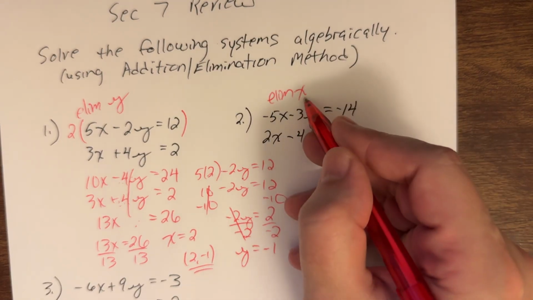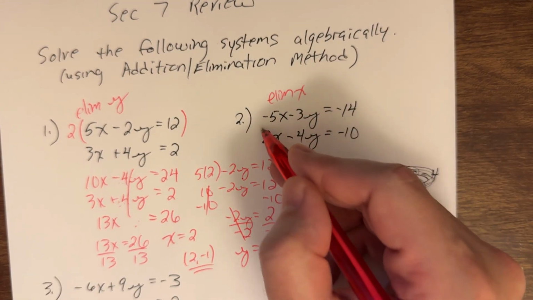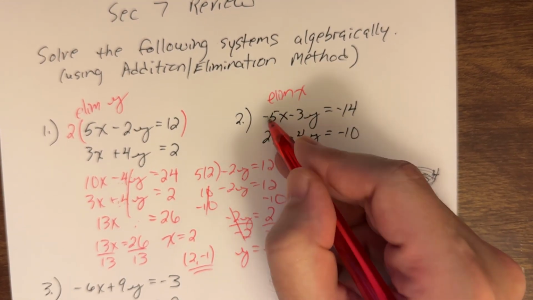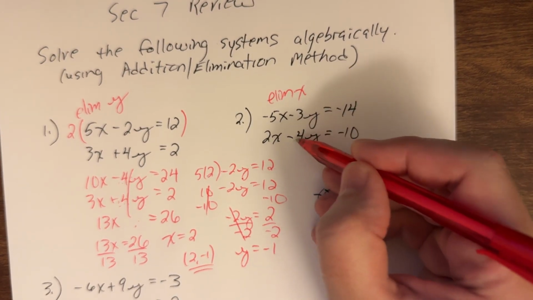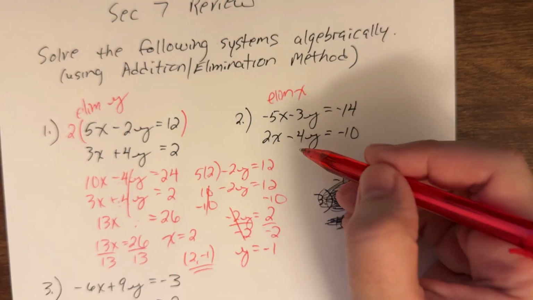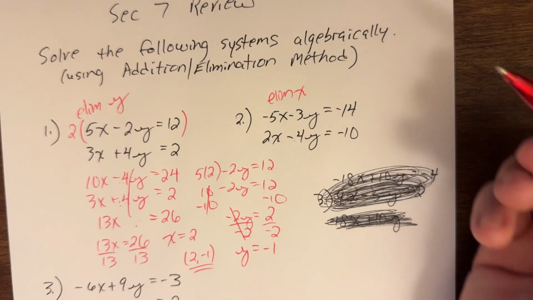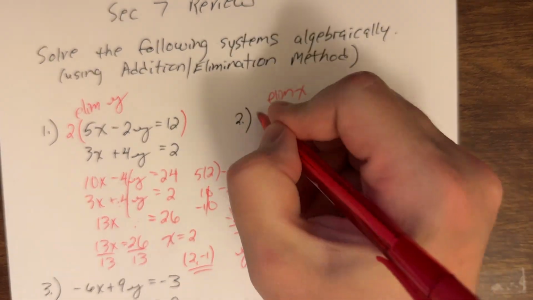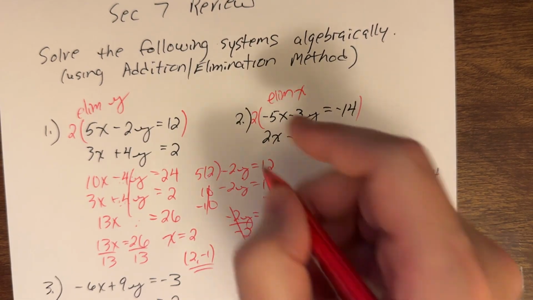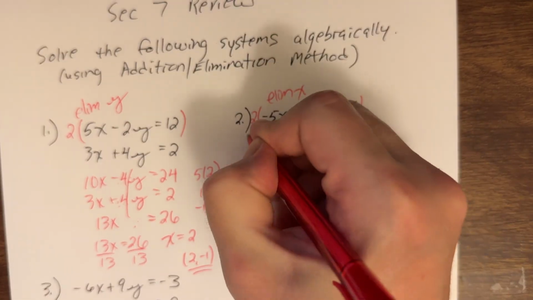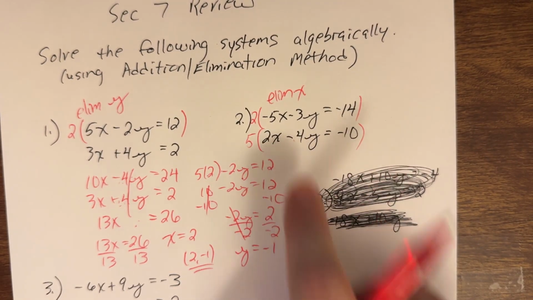The only little advantage I might say for x is that at least I already have opposite signs. One negative, one positive. Over here, I'd also have to change the sign. But here, so what do? Well, 5 and 2 have a common multiple of 10. I'll multiply the top equation by 2 to get a -10. I'll multiply the bottom equation by 5 to get a +10.